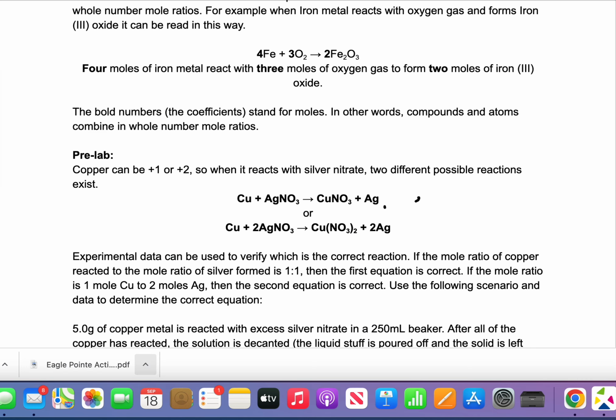Okay, so anyway, what we're trying to do in the lab that we're going to do is figure out how iron reacts with copper sulfate. But before we do all the math for that, we're just going to do a practice problem here.